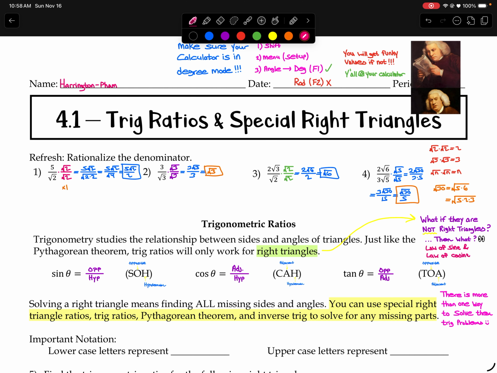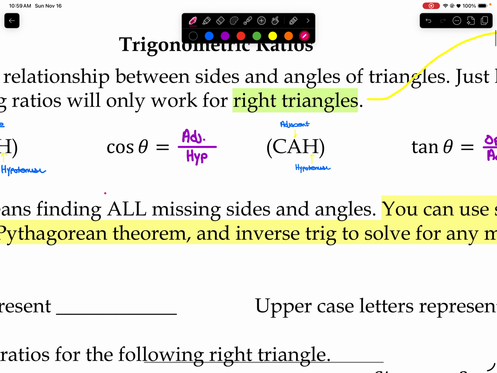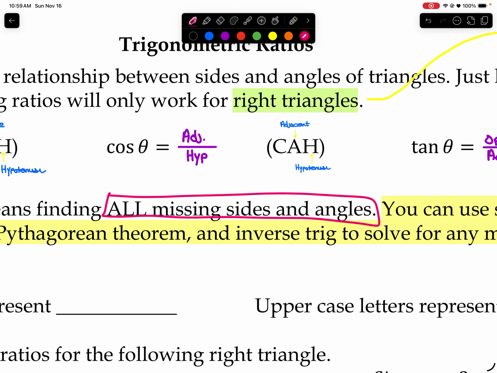All right, so looking at these trig ratios, now we're going to get into some more important notation. So we're going to be doing what we call solving these right triangles. When I say solving these triangles, it means we're going to be finding all the missing sides and angles. So we're going to give you 3 of the 6 attributes, a combination of sides and angles, and then using trig ratios, you're going to be expected to solve the rest.